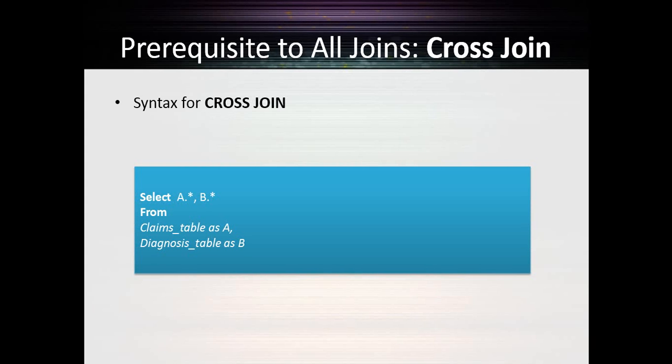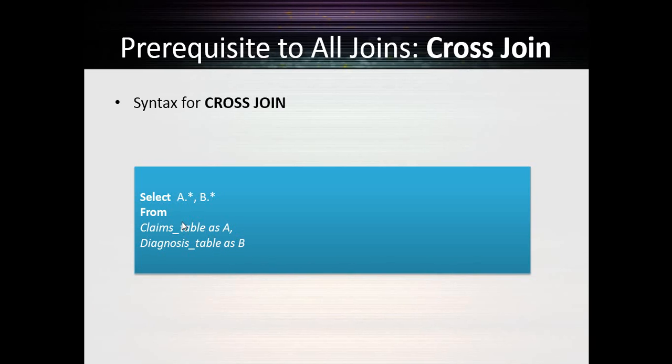So this is the typical cross-join syntax, and it's very much familiar to the kind of statements that we have been using in the previous sessions about the select and the from statements. And as you can see, I am using the select clause and the from clause again. In the from clause, I am referring to two tables instead of just one. The two tables are the claim table and diagnosis table, and I am referring to these tables by their aliases of A and B respectively.